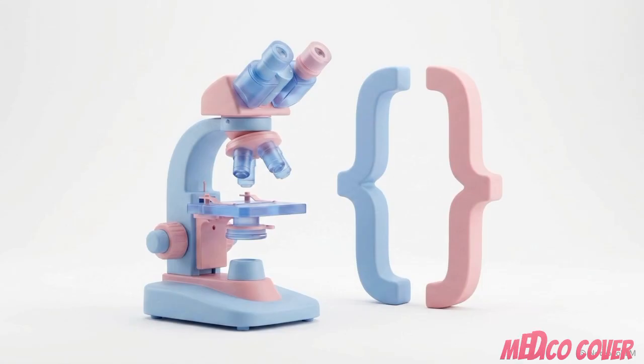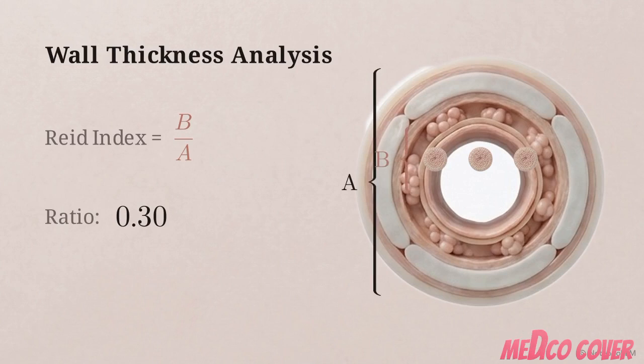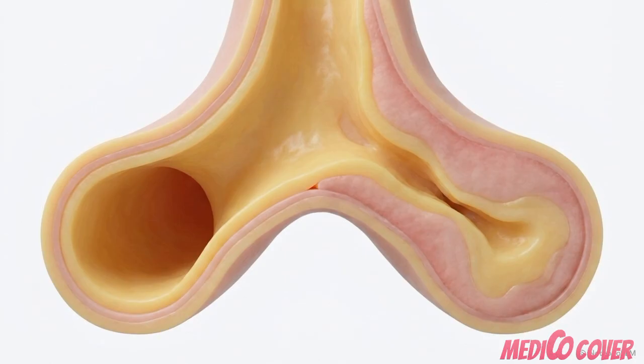To categorize the severity of this tissue change, pathologists utilize a specific mathematical ratio. This metric is the Reed index, defined as the ratio of B to A. Variable B represents the thickness of the submucosal mucus glands, while A represents the total thickness of the bronchial wall. An increased Reed index provides quantifiable evidence of the glandular expansion. This ratio confirms that the airway has undergone a permanent structural transformation.